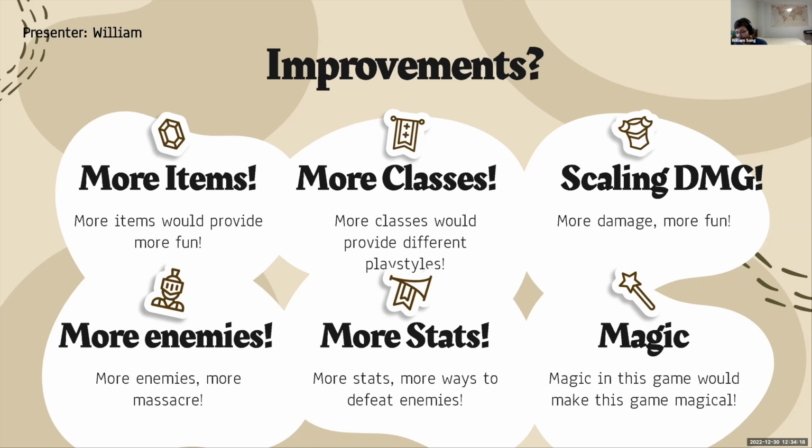We'd also add more enemies. We have quite a few, like 6 or 7 different types, but the more the merrier, and it could make for more variety in the game. And just more actual magic in the game could be very interesting because it could again provide a lot of variability. We could also try to scale the damage and play around with that a bit more to see how it would work out. That's that.